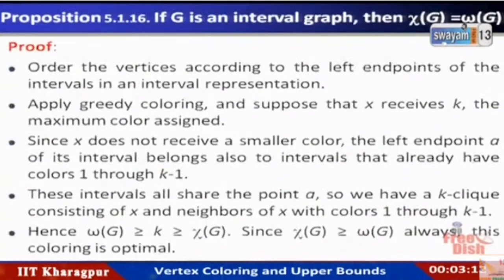Now we will see the proposition which says that if G is an interval graph, then the chromatic number of the graph is equal to omega G. That means we can color with only the clique number of that graph, hence this becomes optimal. Why? Because we have seen that it is at least omega G, and now it becomes equal to omega G, hence this coloring is optimal for interval graphs. Let us see the proof.